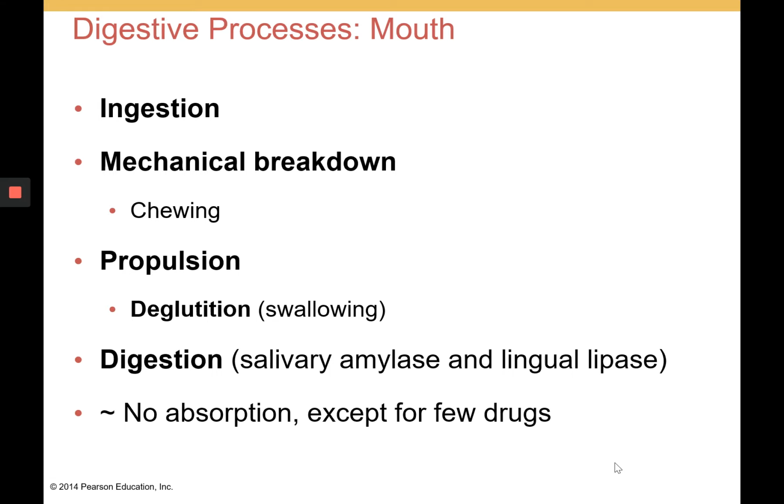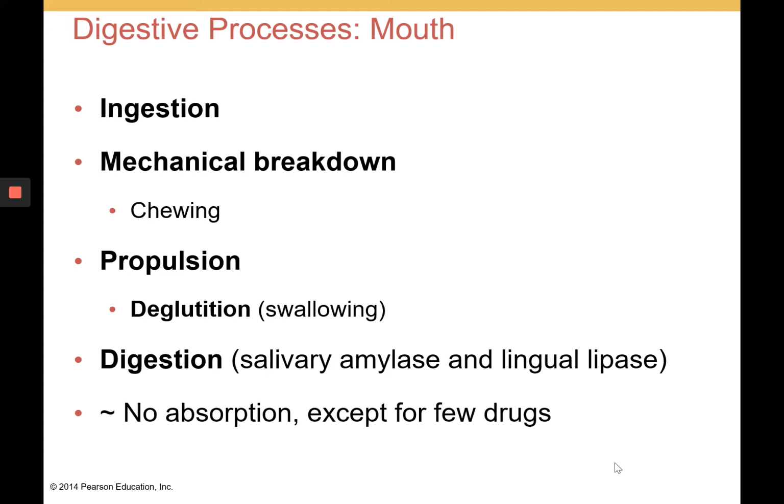In the oral cavity, the processes we saw were ingestion, mechanical breakdown, propulsion, and chemical digestion. Ingestion was taking food into the oral cavity. The mechanical breakdown we saw was chewing. Propulsion was deglutition, which is swallowing the bolus from the oral cavity into the pharynx and then later into the esophagus. So deglutition is another name for swallowing.